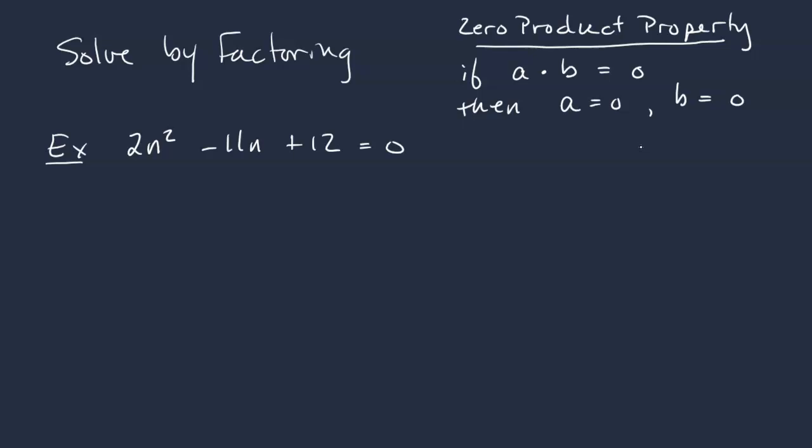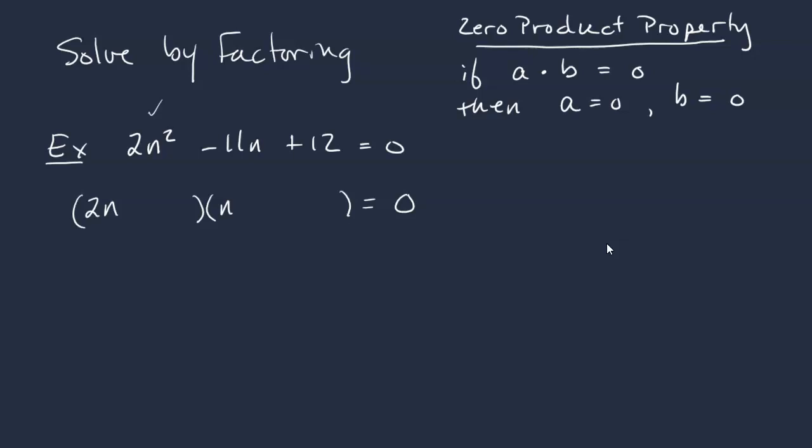So we see that we have 2n squared minus 11n plus 12 is equivalent to 0. If this is going to be factorable, it's going to factor into two binomials. The only way to get 2n squared is by having 2n times n in the first location of each binomial.